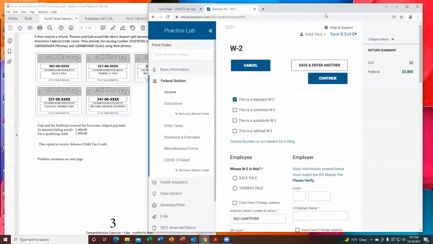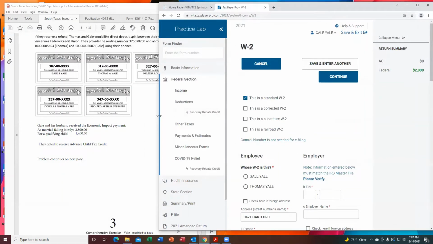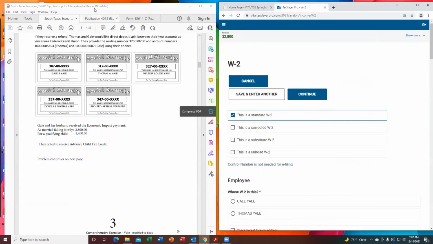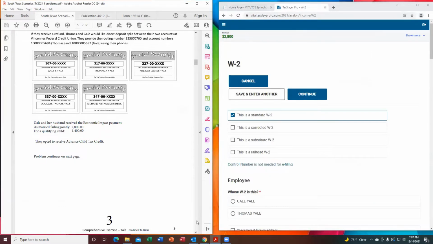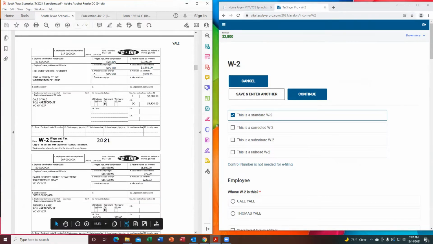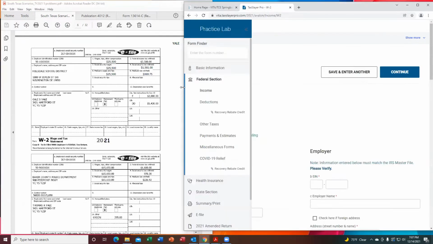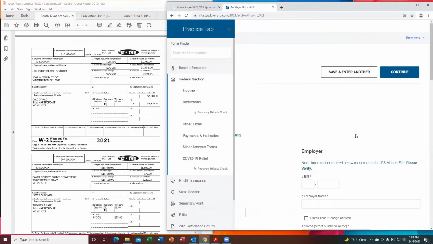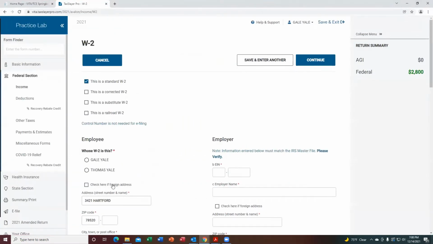It's kind of hard for me to maintain both screens here. So there's your W-2 information. And I can't work with it like that. So, okay.